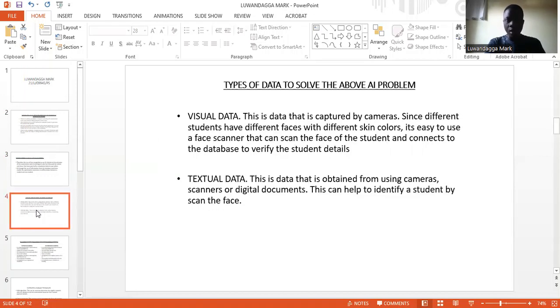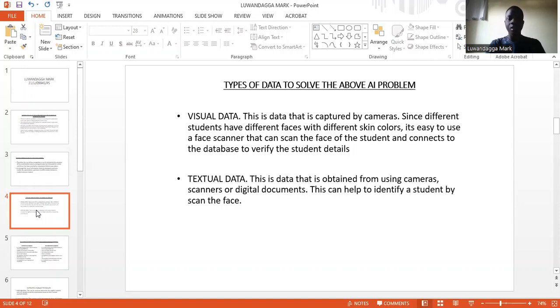The types of data to solve the above problem would be, first, visual data. This is data captured by cameras. Since I said it needs face recognition, different students have different faces with different skin colors. So it is easy to use a face scanner that scans the face of the student and connects to the database to verify the student details, because the university can have all that information in their database.